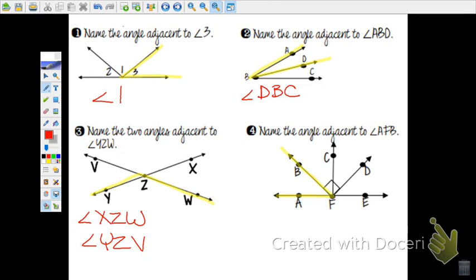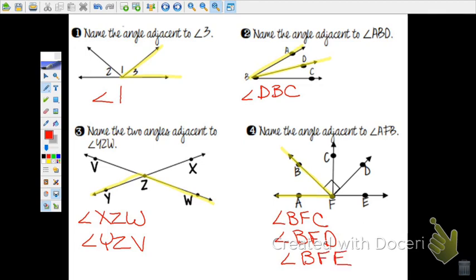So what could we name? Angle BFC would be adjacent because it shares this common side, ray FB. Are there any other adjacent angles? Angle BFD. Okay, we could name angle BFD. It's a bigger angle, BFD. Is there any others? BFE. Right, angle BFE would be another one.